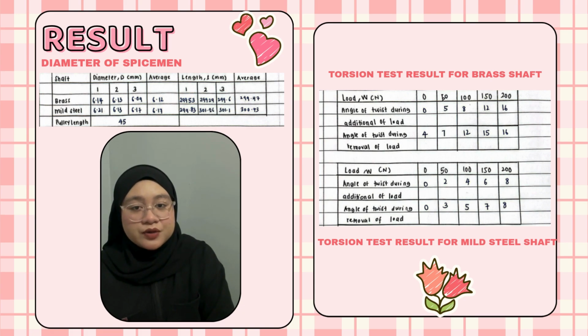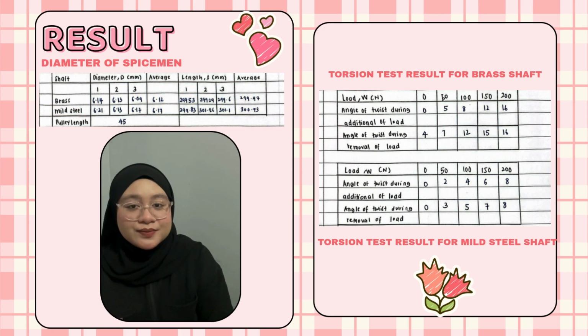In conclusion, the experimental results are consistent with torsion theory. The measured dimensions allow accurate calculation of torsional properties. Brass exhibits higher angular twist, while mild steel demonstrates higher rigidity. The experiment successfully achieved its objective. That concludes my presentation. Thank you.